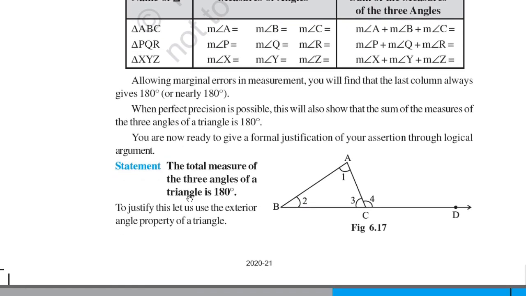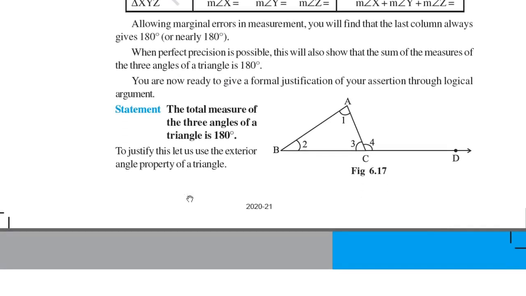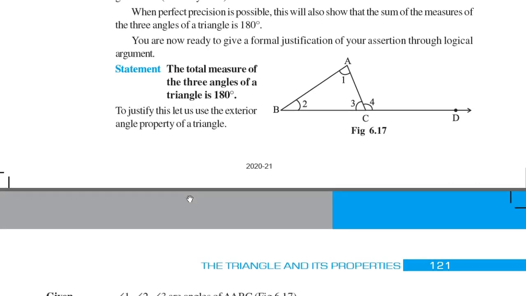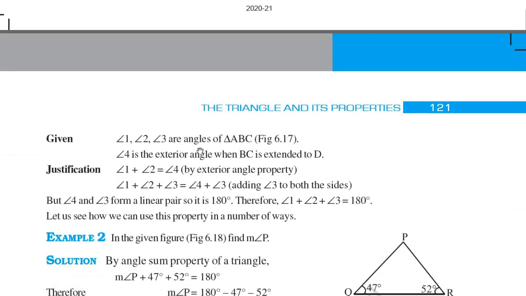You are now ready to give a formal justification of your assertion through a logical argument. The statement is: the total measure of the three angles of a triangle is 180 degrees. To justify this, let us use the exterior angle property of a triangle. Given angle 1, angle 2, angle 3 of a triangle ABC, angle 4 is the exterior angle when BC is extended to D. You can see that above.